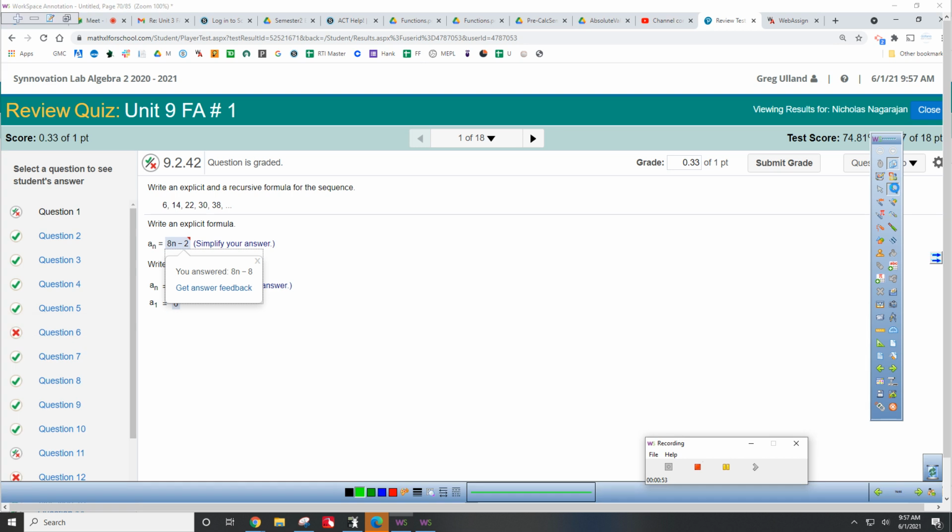Here we go. All right, so you make your little T-chart. The first term is 6. The second term is 14. The third term is 22. Okay. So to find the y-intercept, you need to put in a 0 for x.